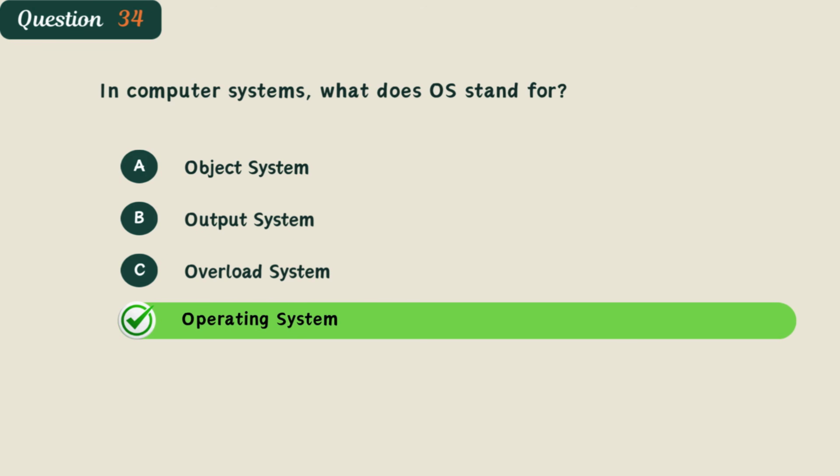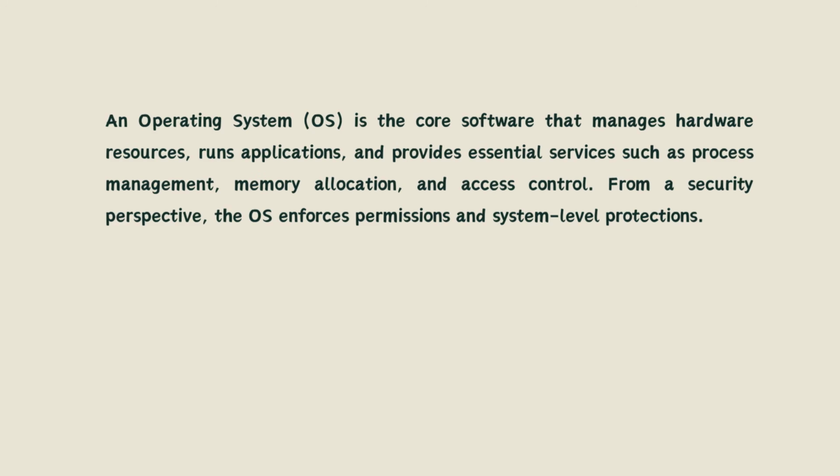Correct answer. D. Operating System. An operating system, OS, is the core software that manages hardware resources, runs applications, and provides essential services such as process management, memory allocation, and access control. From a security perspective, the OS enforces permissions and system-level protections.